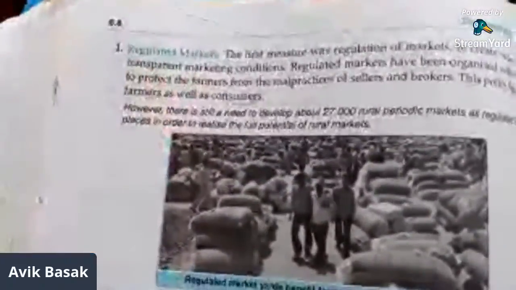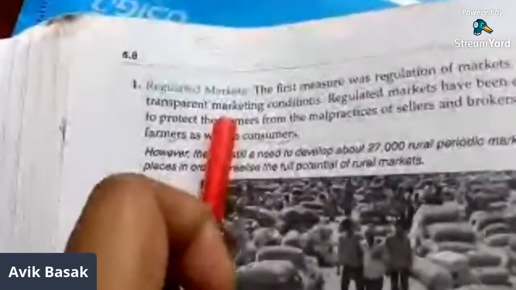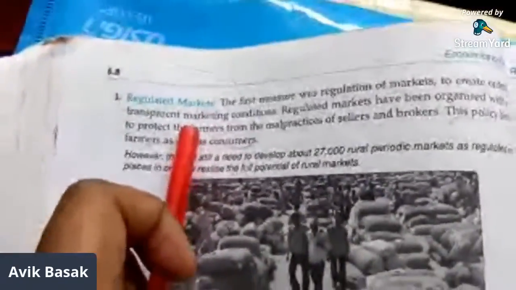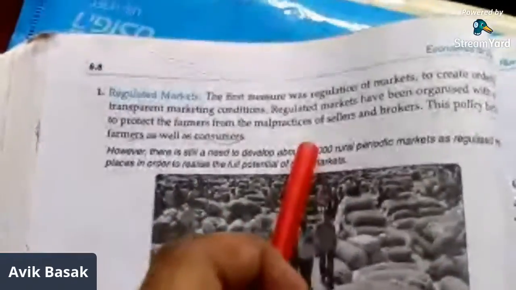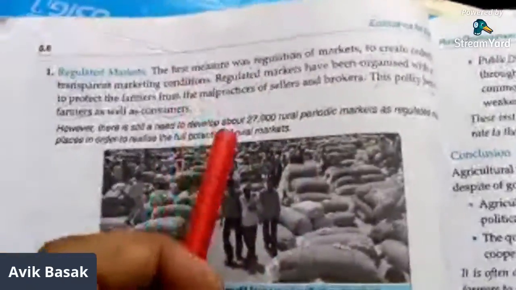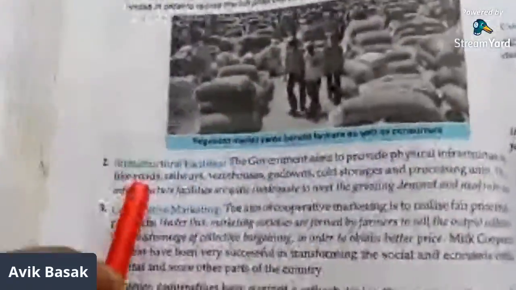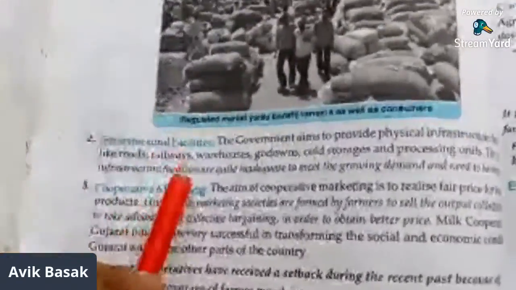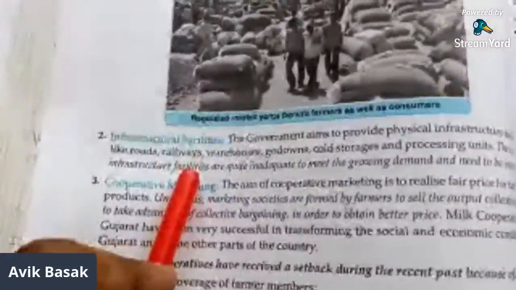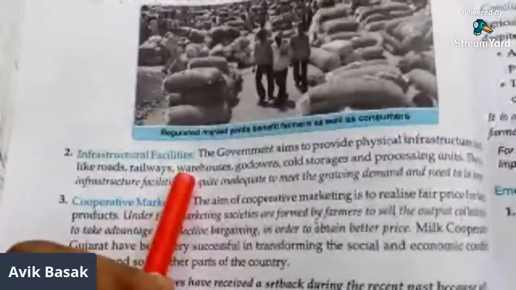Then comes the regulated market. So what are the solutions the government has started now? Regulated market. There should be a market for the farmers where there will be no malpractice by sellers, brokers, etc. The farmers will come directly, sell the goods and go home. Second, infrastructural facility. Proper transportation, proper road facility, proper communication facility must be given to the farmers.